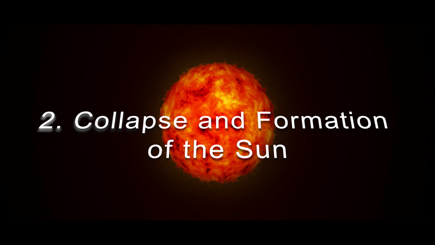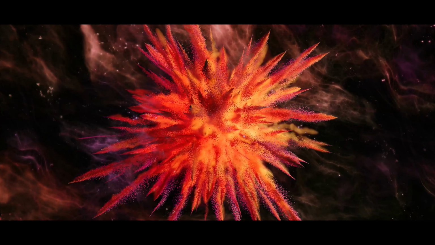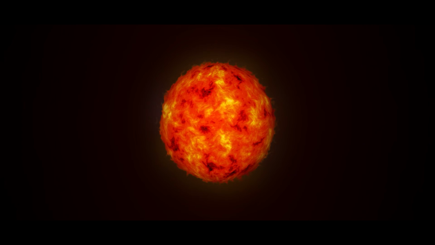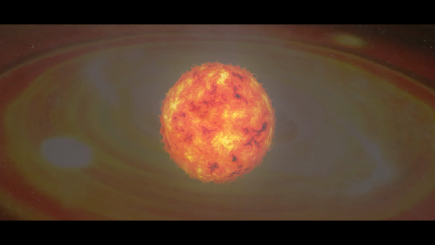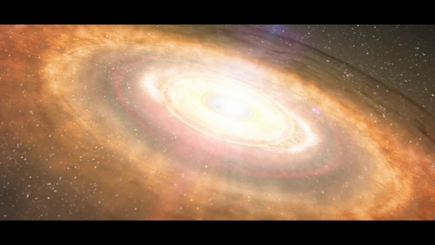2. Collapse and formation of the Sun. As the solar nebula collapsed, most of the material concentrated in the center, forming a hot, dense protostar, what would eventually become the Sun. The remaining material continued to orbit around this protostar, forming a flattened, rotating disk called the protoplanetary disk.